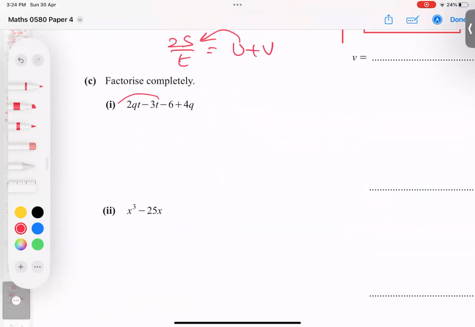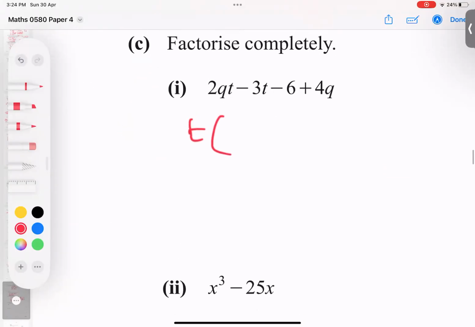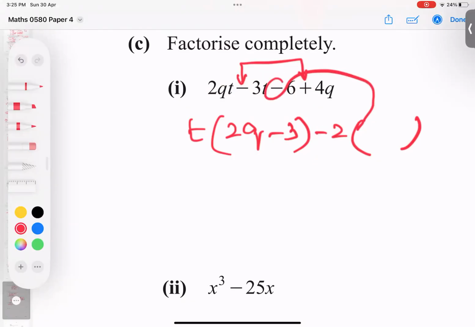Factorization. What is common from here? T common. What is left, student? T gone. You know it very well. 2Q minus 3. What is common from here? Naturally 2 common. But you know I said before, if these signs are the same or different, if different, we must take minus outside. When I take minus, this minus becomes plus and this plus becomes minus. 2 3s are, and wait a minute.